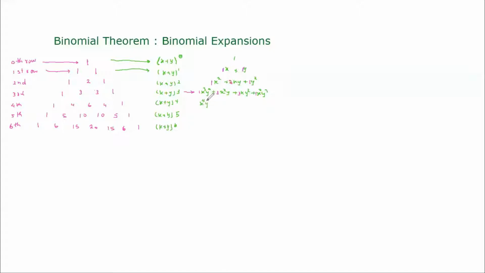y power 0, plus x power 3, y power 1, x power 0. And next term, plus x power 2, y power 2, plus x power 1, y power 3, plus next x power 0, y power 4. So you see power 4 must have 5 terms: 1, 2, 3, 4, 5. Okay, this is 0. Now we fill the coefficients from the Pascal triangle here.